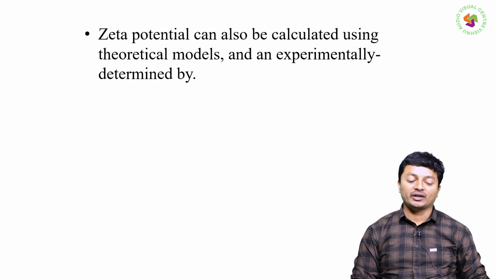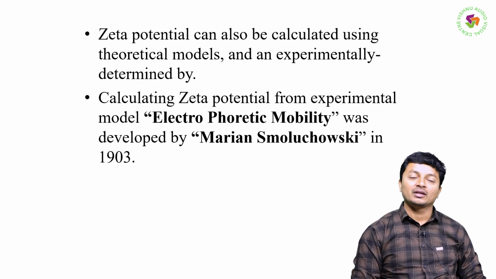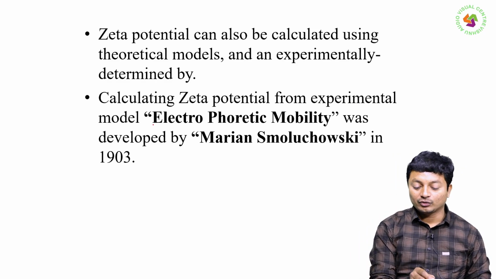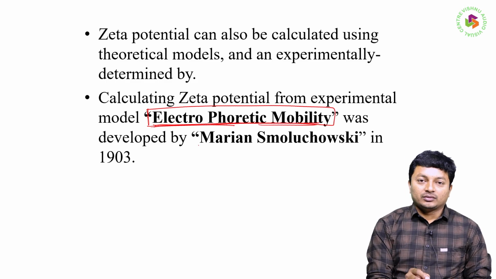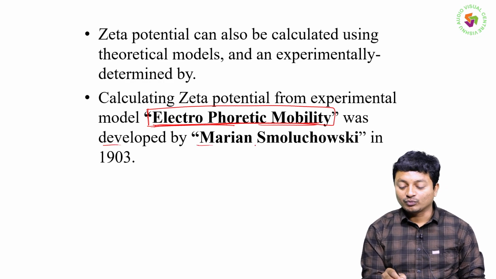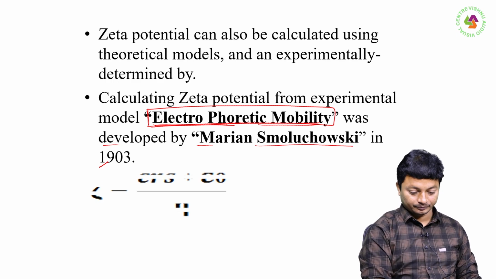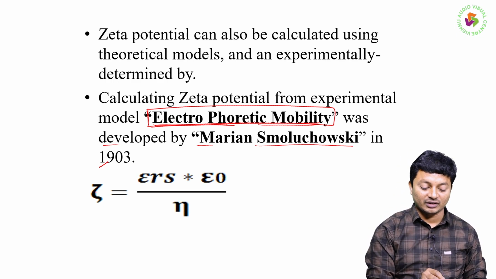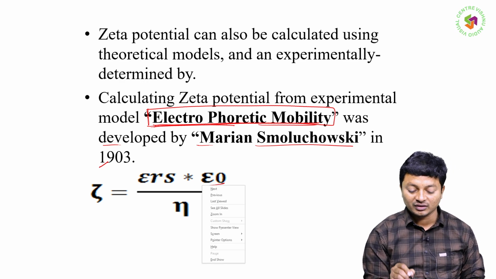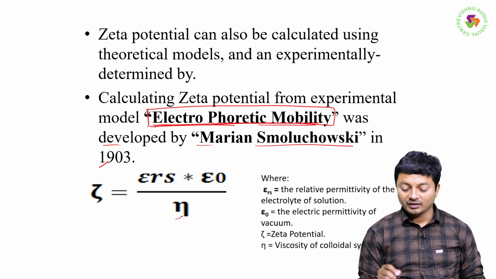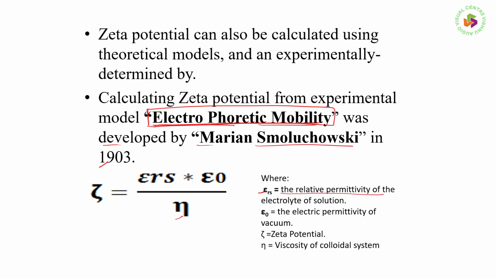Zeta potential can also be calculated using theoretical models and experimentally determined by calculating zeta potential from the electrophoretic mobility process. This electrophoretic mobility was developed by Marian Smoluchowski in the year 1903. According to this, the equation is zeta potential equals epsilon r into epsilon 0 divided by eta, where epsilon r indicates the relative permittivity of the electrolyte solution, epsilon naught indicates the electrical permittivity of the vacuum, zeta is indicated by this symbol, and eta indicates the viscosity of the colloidal system.